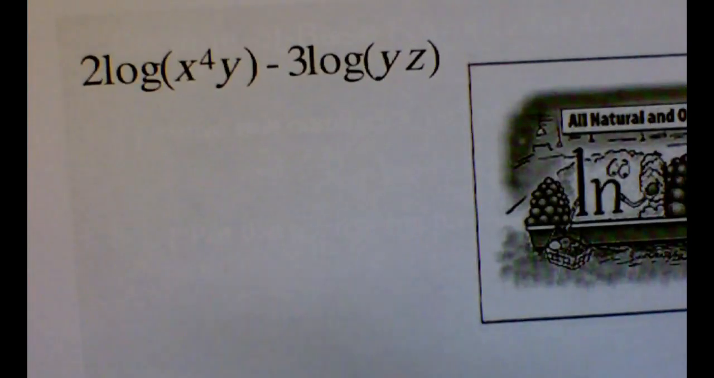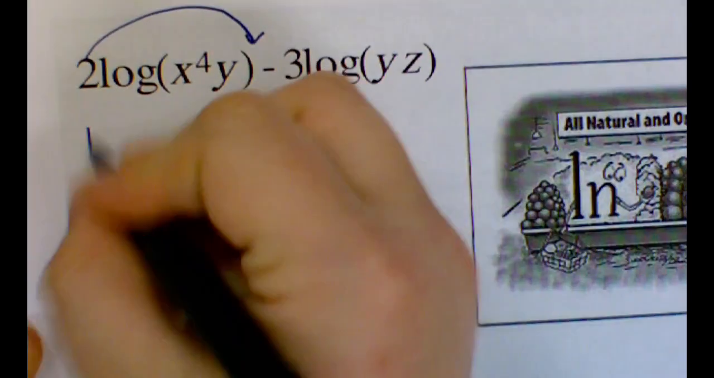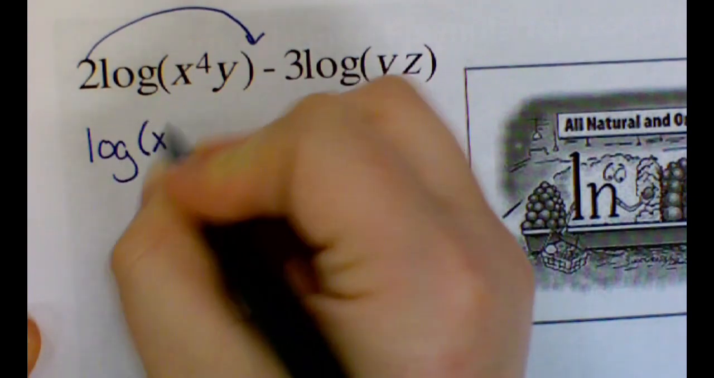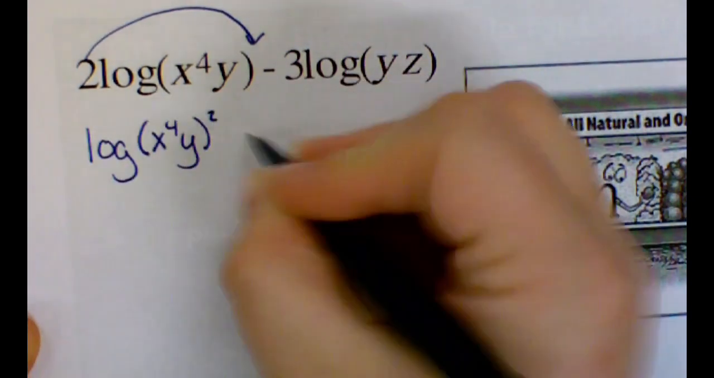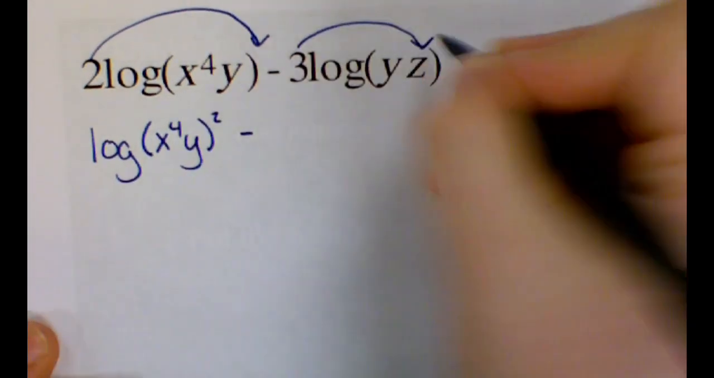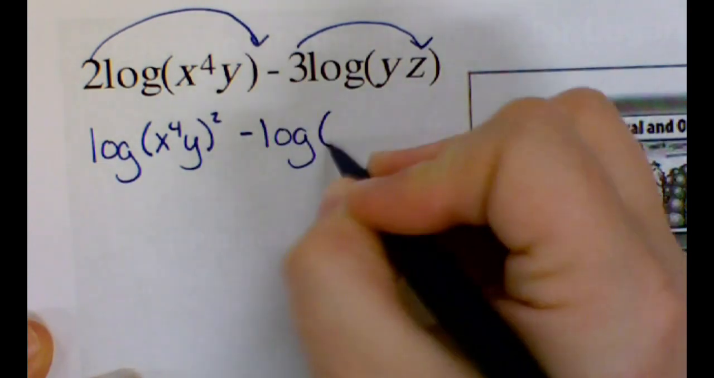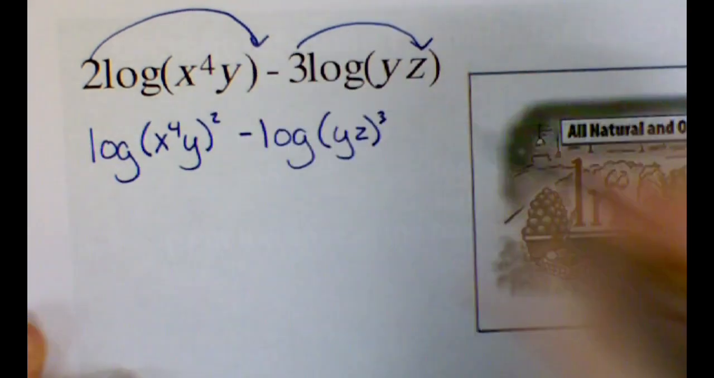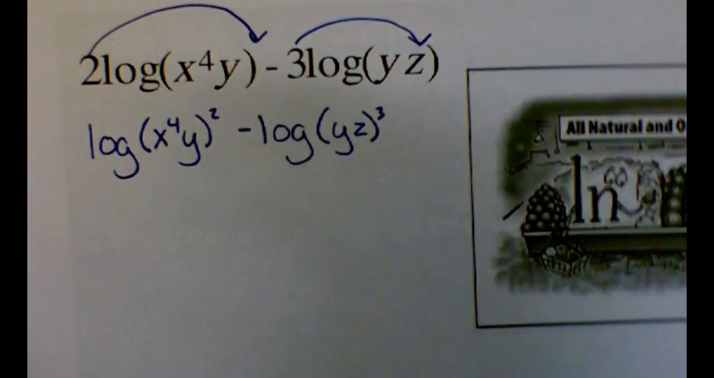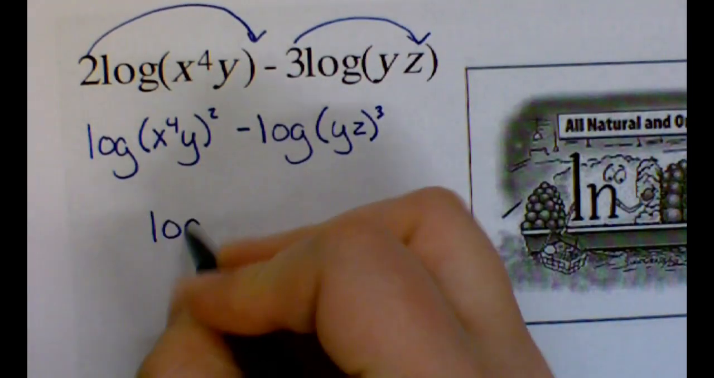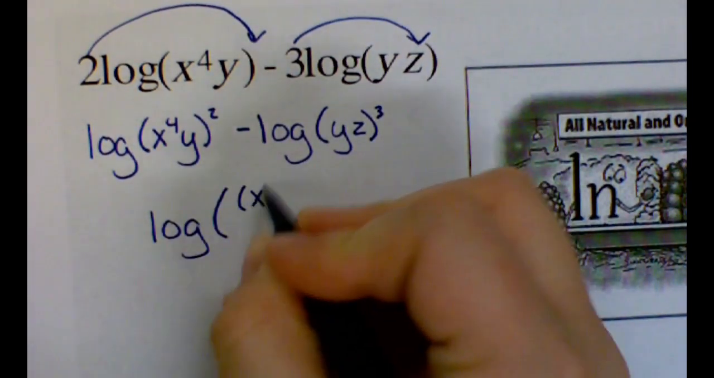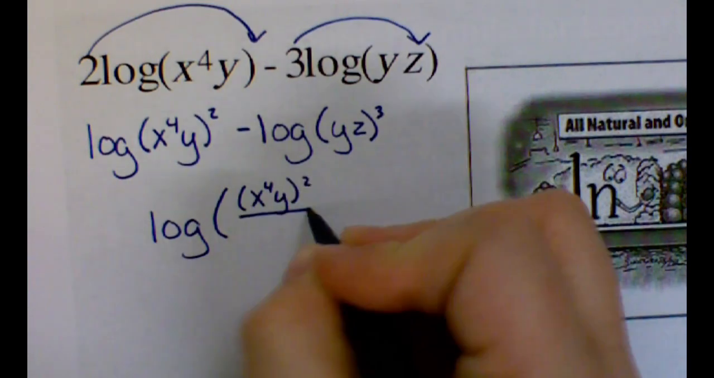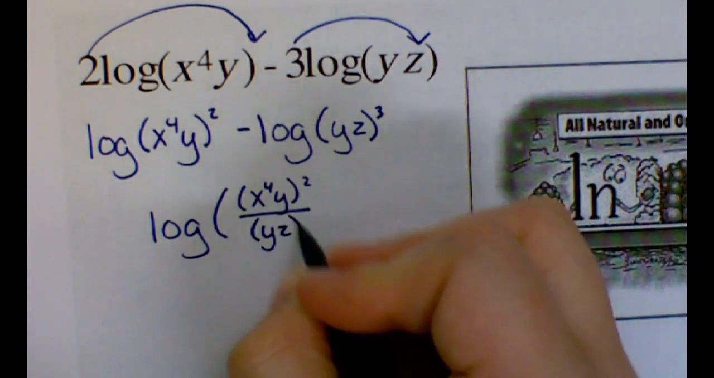All right, 2 log of all that minus 3 log of all that. To condense these, we take that power first. So I have log of x to the 4th y squared minus, move that power up, log of yz cubed. And then I'm going to turn it into division. So I have log of x to the 4th y squared over yz cubed.